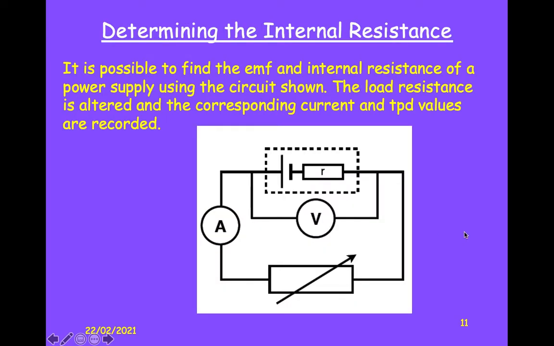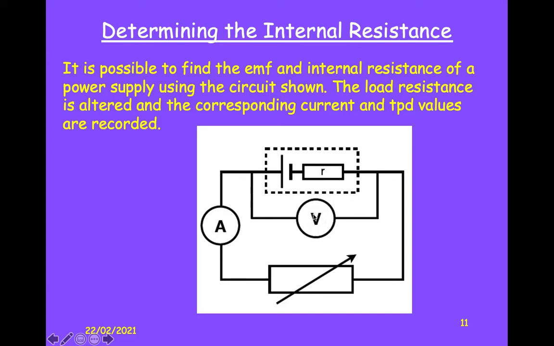So to find out what the EMF and the internal resistance of a power supply is, what you can do is connect up a circuit like this. The voltmeter is connected across the power supply or the cell. We've got an ammeter in here, and then we've got a variable resistor. The variable resistor changes. As the resistance changes, that's going to affect the current, and it's going to affect the voltage.